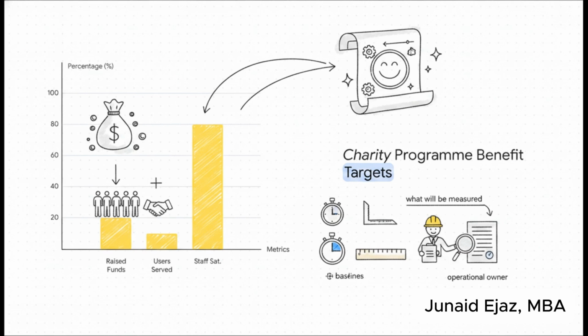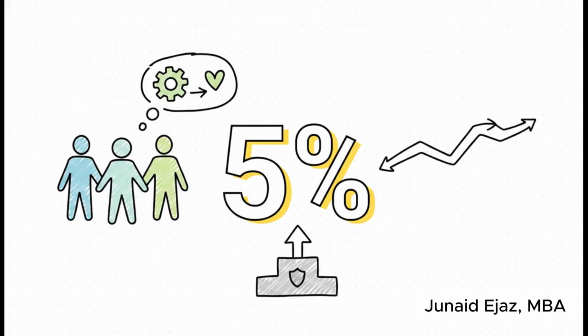These dynamic profiles dictate exactly what will be measured, who the operational owner is, and what the baseline data actually looks like. And look closely at this specific metric. That 5%, that was the maximum acceptable attrition rate for staff and volunteers during the charity program's massive transition.